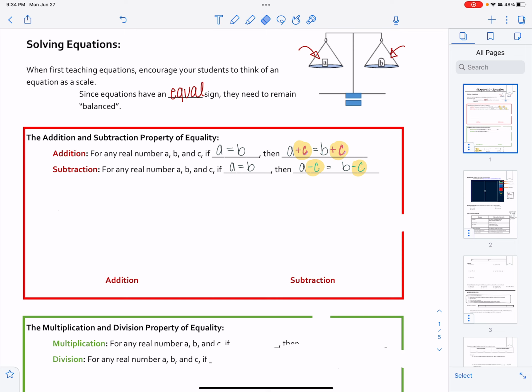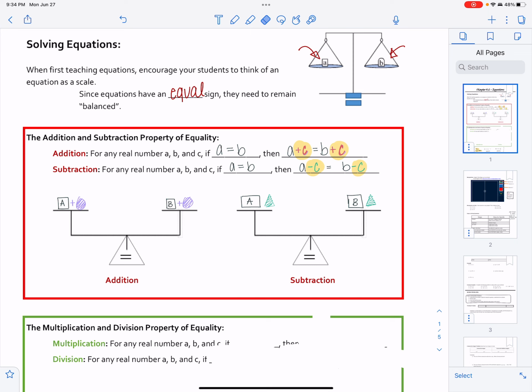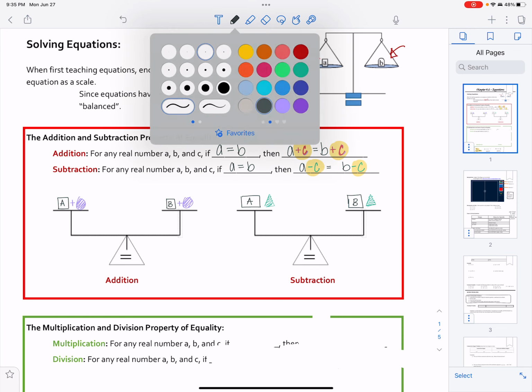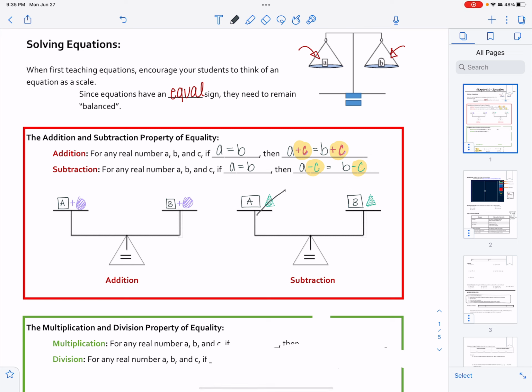And so we have this kind of picture version of this scale. On the left, we're adding something to keep that balance. And then on the right, with subtraction, what we're actually doing is we're thinking about removing those things from both sides. And then that would keep that scale still balanced.